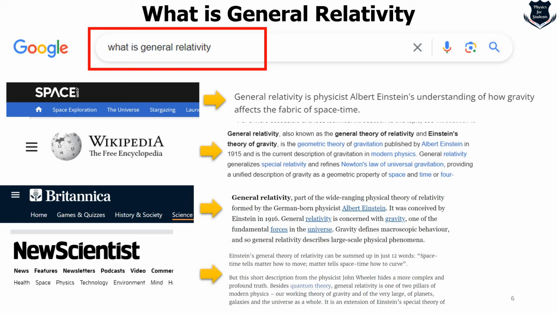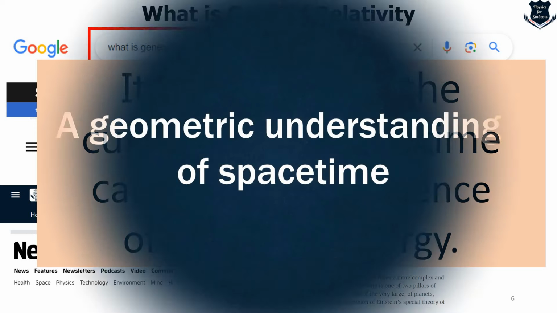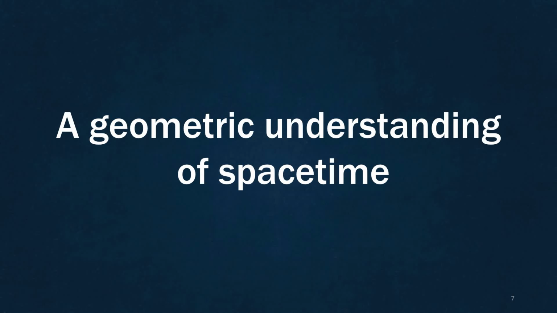So overall, after looking at all these four definitions, what we can understand is that it is a study of the curvature of space-time caused by the presence of mass and energy. So we get a shift from our classical understanding: it is basically the study of the curvature of space-time, and we are studying the curvature which is caused by the presence of mass and energy. Now, because it is a curvature, and we must ask how we measure the curvature, we come to the next most important part of our video, which is the geometric understanding of space-time.